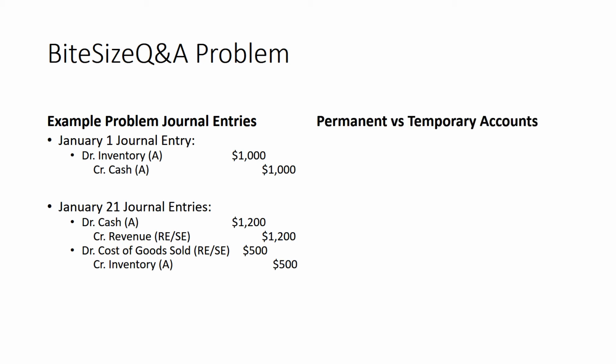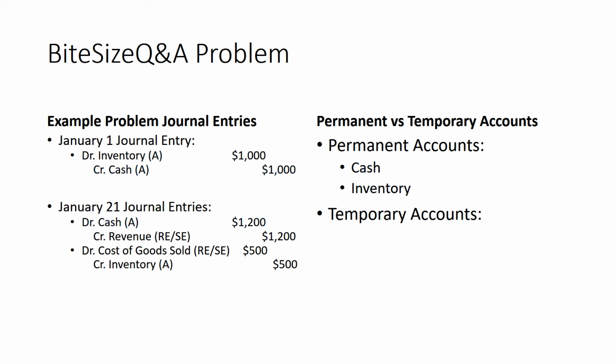And let's think about the permanent versus the temporary accounts. First, let's think about the permanent accounts. Permanent accounts are accounts that appear on the balance sheet. So we have cash and inventory accounts. Both of them just happen to be current assets.